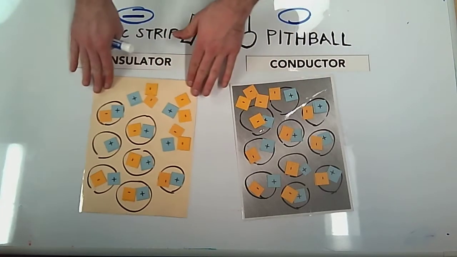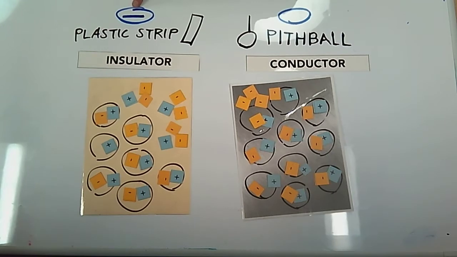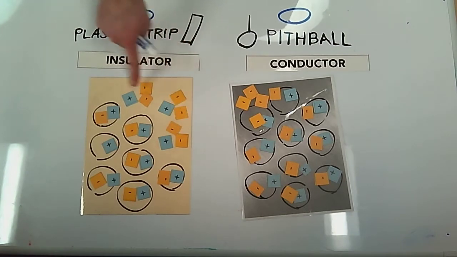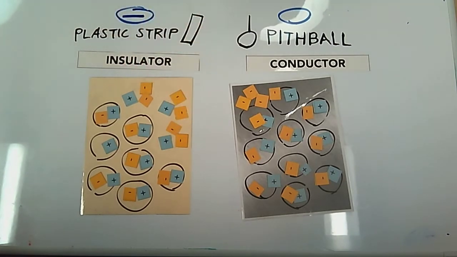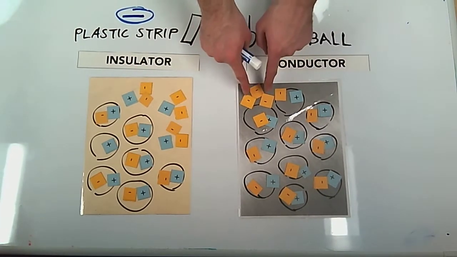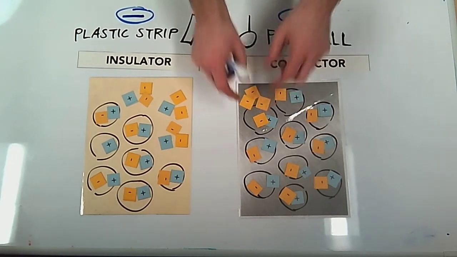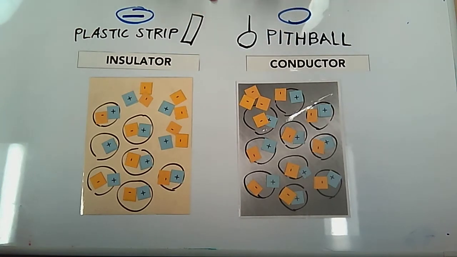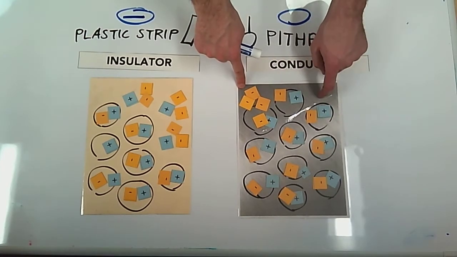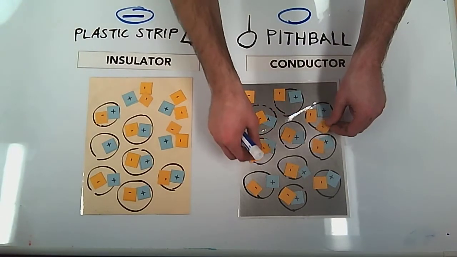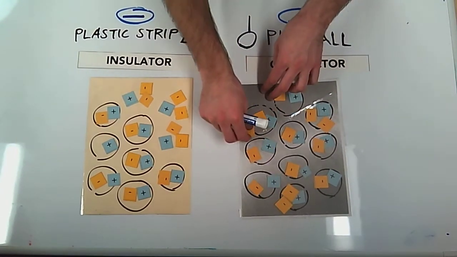All right. So at the end, my insulator, which is my plastic strip, is still negative, notice. And since it's an insulator, that charge is still localized in one area. Now for the pithball, when the electrons jump over, remember, electrons are still repelled from one another, and they want to get as far from each other as possible. And since this is a conductor, electrons can move freely. That's exactly what they're going to do. They're going to move as far away from each other as possible, so I'm going to spread them out.